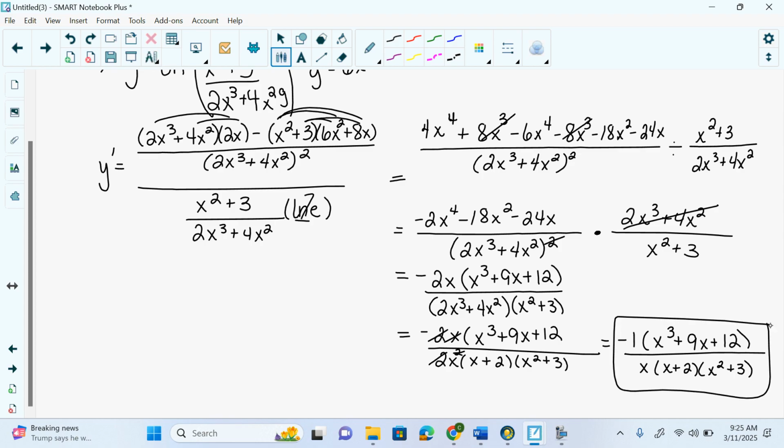And I want to go over one last thing. What if it's not ln? What if it's log?